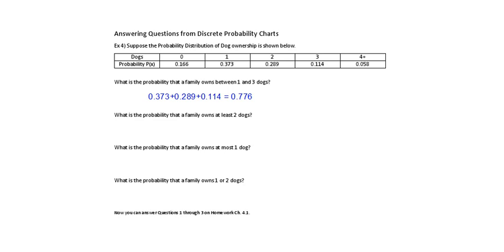Okay, the next question says at least 2 dogs. Well, at least 2 means 2 or 3 or 4. So we'll do 0.289 plus 0.114 plus 0.058. And all that's equal to 0.461.